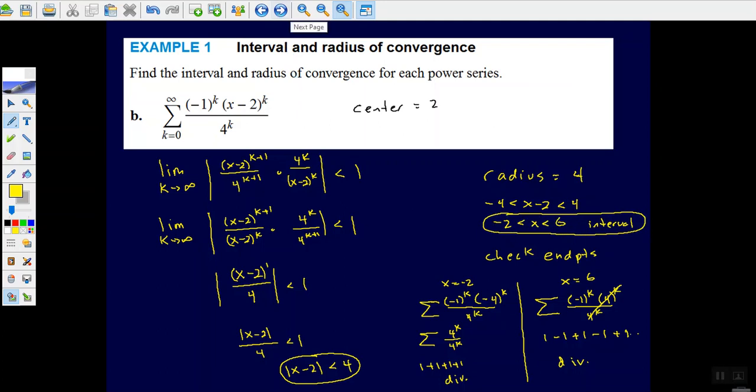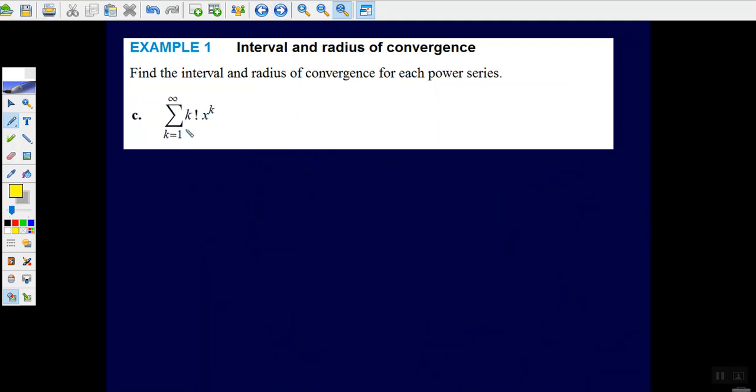Well, let's try and do the other one real quick here. I've got the general term k factorial times x to the k. Let's just jump right in here with the ratio test. We want the limit of the k plus first term. So that would be (k plus 1) factorial times x to the k plus 1. And this time we're just going to divide that by the general term, k factorial x to the k.